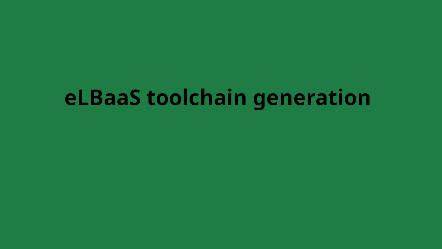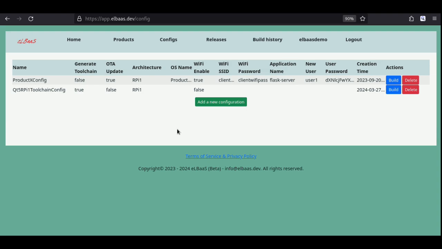In this video we are going to see how to use eLBaaS to generate a custom GNU/Linux-based toolchain for Raspberry Pi. We are going to use an already prepared configuration to build the toolchain. Let's check out what the parameters are that are used to build the toolchain.